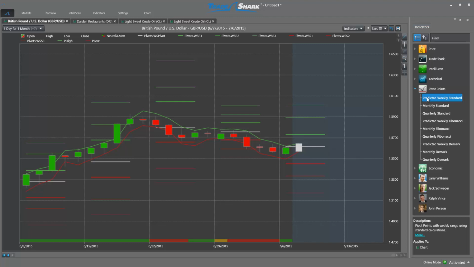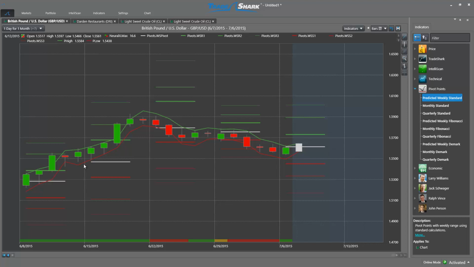To demonstrate how simple and effective these tools can be, let's take a look at this chart for the British pound US dollar. Now, this chart currently displays three of TradeShark's predictive indicators: the TradeShark weekly pivot point, which includes the pivot, as well as three support and resistance levels, as well as TradeShark's neural index, a highly accurate 48-hour forecast. Lastly, we see TradeShark's predicted high and predicted low values, which offer excellent intraday levels to take or add to an existing position.